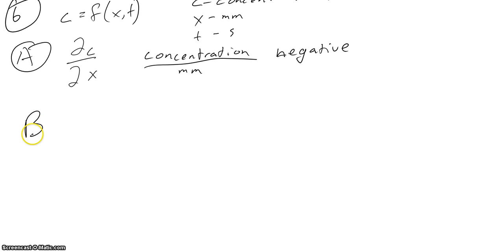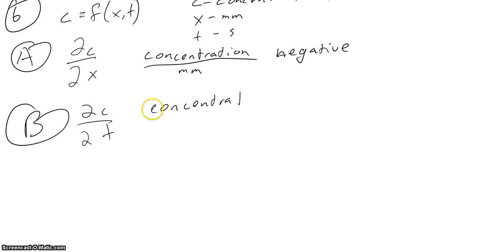And then B is dC over dt. So this would be concentration per second after the injection. And so as the seconds increase, the concentration will also increase. So we can expect this to be positive.